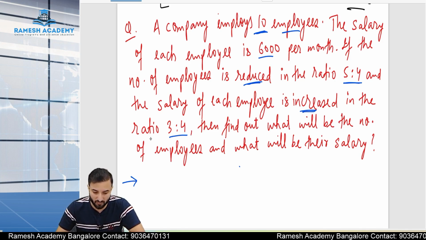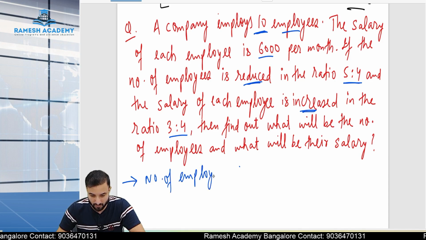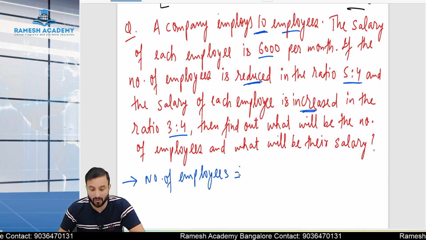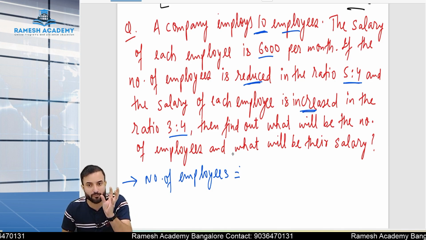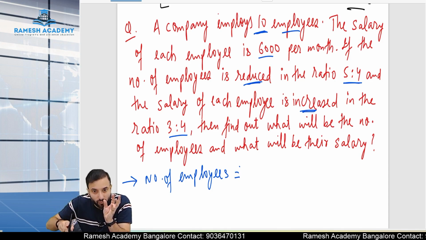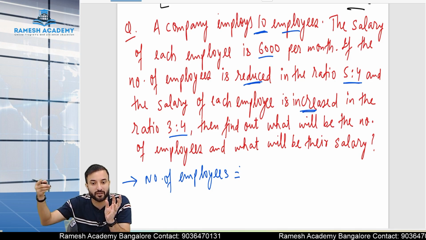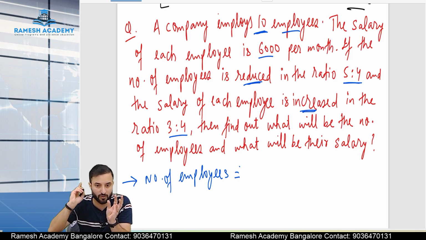So same thing, first of all we have to find the number of employees. Number of employees means, guys, here what we see in the question. The employee count was 10, then the number of employees is decreased in the ratio A:B, means 5:4. We have to find the new number of employees.